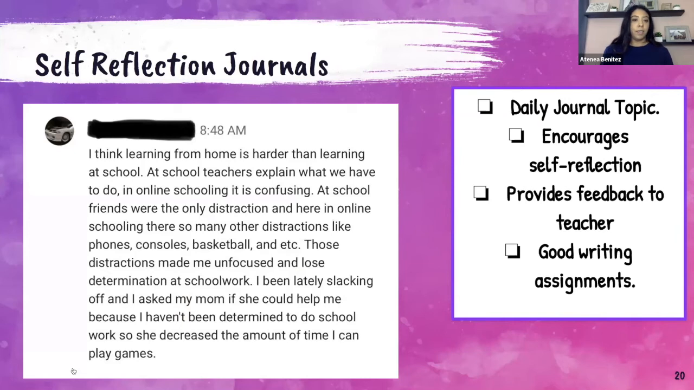The student said, I think learning from home is harder than learning at school. At school, teachers explain what we have to do. In online schooling, it is confusing. At school, friends were the only distraction, and here online schooling, there are so many other distractions like phones, consoles, basketball, and etc. Those distractions made me unfocused and lose determination at schoolwork. I've been lately slacking off and asked my mom if she could help me because I haven't been determined to do schoolwork, so she decreased the amount of time I can play games.